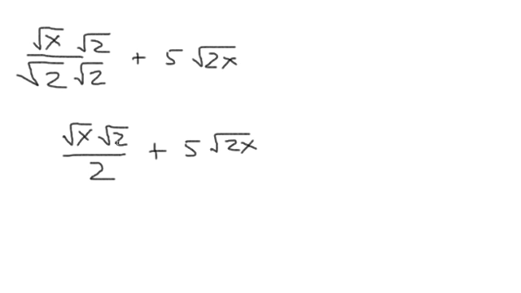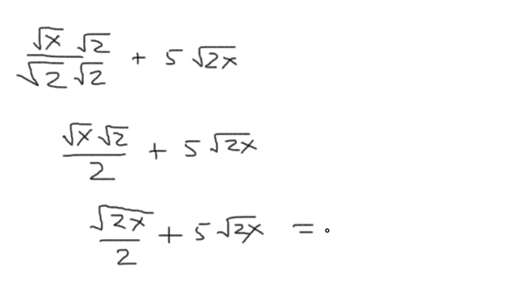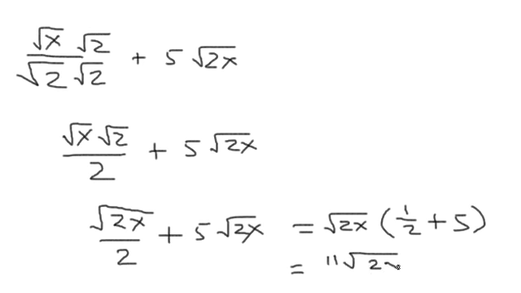Now, since both of these are square roots, I can go ahead and join those, and we're going to write it like this right here. Now we have two terms that are like, and so we could look at it like this. Where I just factored out a square root of 2, and so now we're left with what's a half plus 5. Well, that's going to be 11 square roots of 2x over 2.